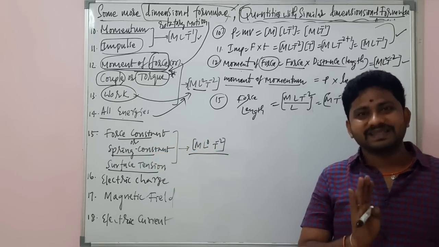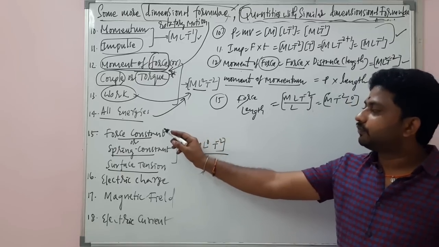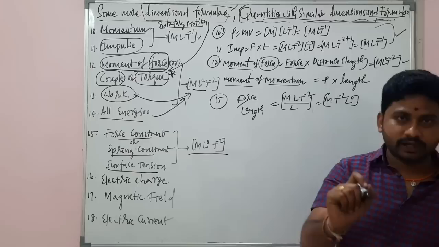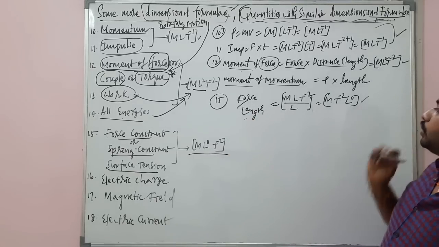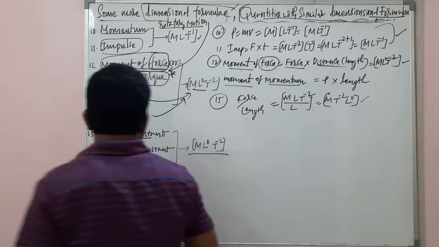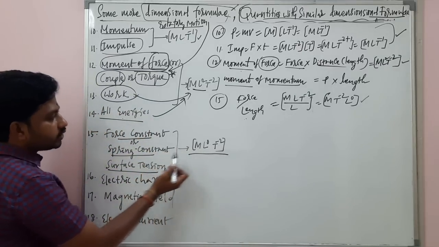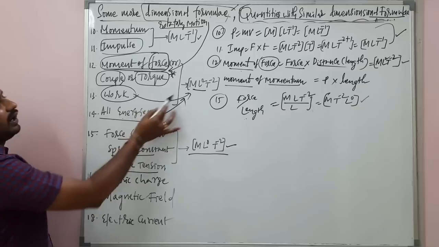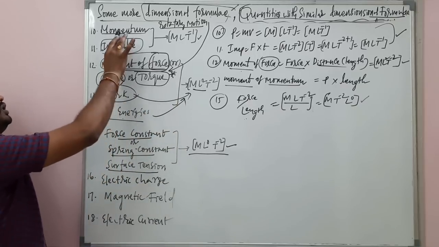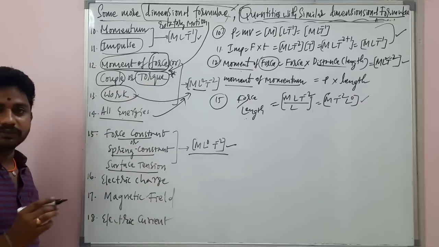Just the spring constant, force constant, surface tension formula will be force per unit length, and that force per unit length dimensional formula you get like this, right? All these three physical quantities will have the same dimensional formula.